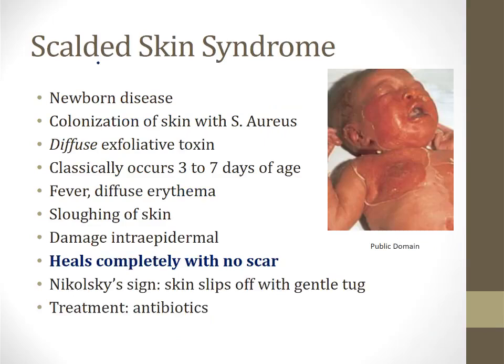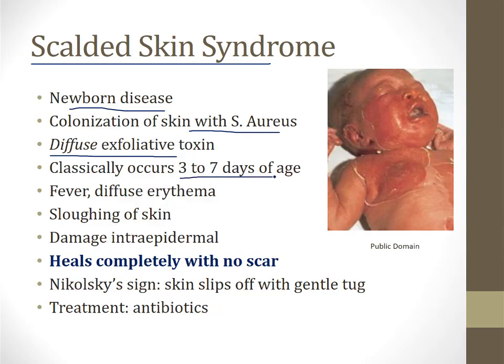This same toxin produced by some strains of Staph aureus can cause a problem in babies called the scalded skin syndrome. This is a newborn disease. When babies are born, their skin is colonized by bacteria. Remember, there are normally bacteria found on our skin. And sometimes babies are colonized with a strain of Staph aureus that produces the exfoliative toxin. And in this case, the toxin is produced diffusely all over the baby's skin. This classically occurs about 3 to 7 days after birth when babies are becoming colonized with bacteria.